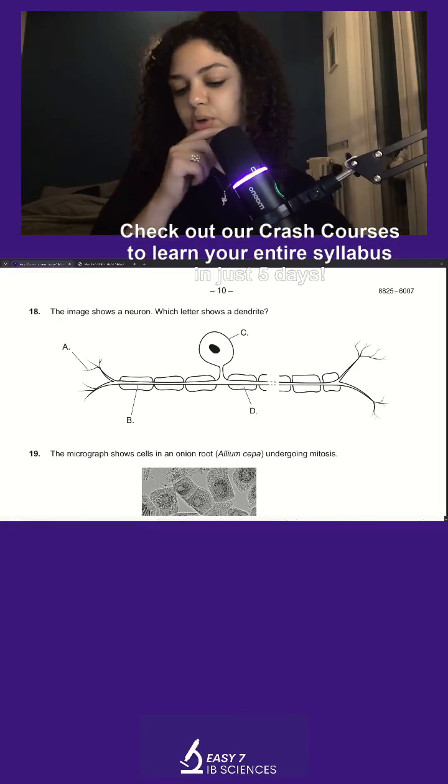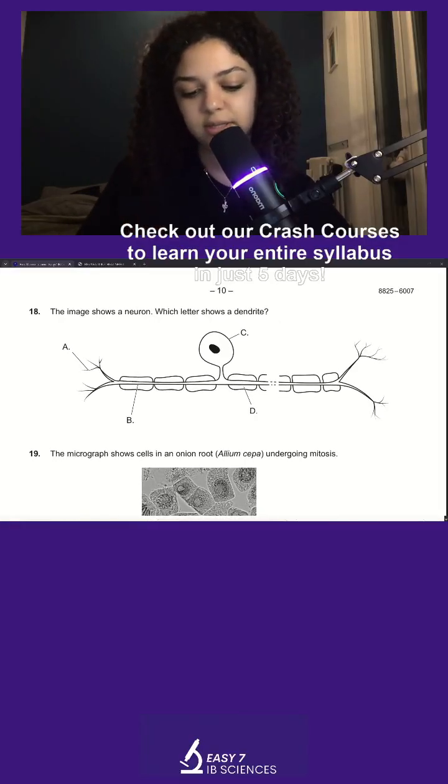Okay, the image shows a neuron. Which letter shows a dendrite? This showed up a lot also on the November SL papers. Hopefully, you guys get this quickly. We have an A in the chat.